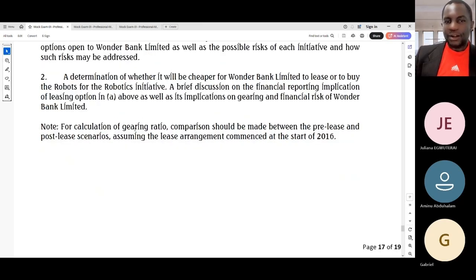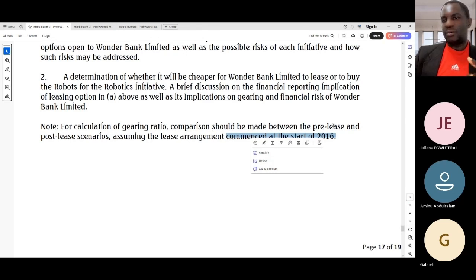Then he said, take note that in the calculation of that gearing, you should compare the pre-lease and post-lease scenarios. So he brought up this pre-lease and post-lease, which is a serious formula in SFM, assuming that the lease arrangement commenced at the start of 2016. So IFRS 16 on leases had not started during this question. IFRS 16 took effect January 2019.